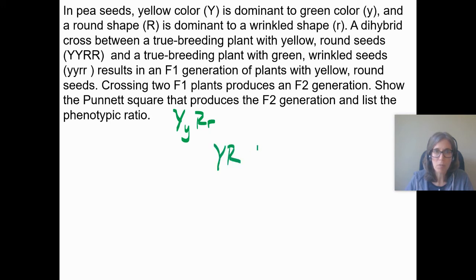Big Y, big R. When we make the gametes, notice the gamete has one of each allele. Big Y, little r, little y, big R, and little y, little r.